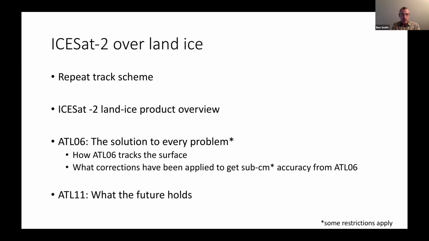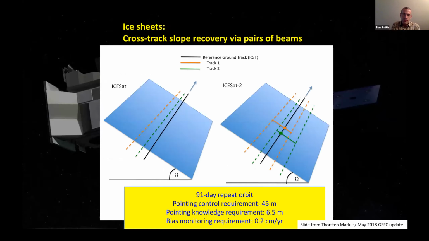I'll talk about the general scheme for generating ATL06, and I'll talk about the corrections that we have to apply to try and get sub-centimeter accuracy that would allow us to do the really fine scale differencing we want to be able to do over the Antarctic plateau eventually. And then I'll touch a little bit on ATL11, which is my current product in progress, which I think should simplify a lot of elevation change tasks going forward. So some of the stuff that we'll be talking about here is review.